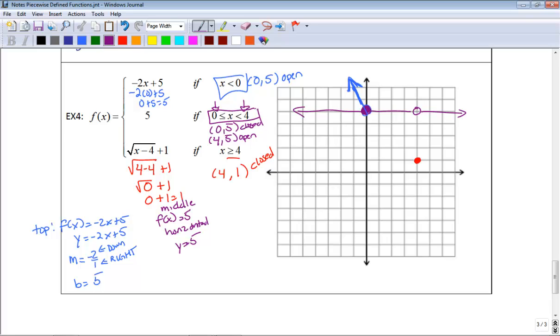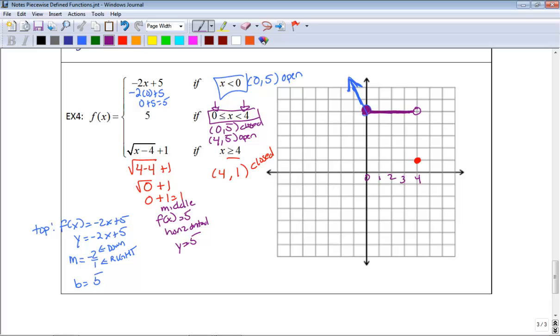It only exists between the x values of 0 and 4. So here's 0 on my x-axis, 1, 2, 3, 4. So I only exist in between those two numbers. I don't exist to the left of 0. That's the blue line. So I need to erase the purple there because it doesn't exist there. And I don't exist to the right of 4 because that's going to end up being my red line. So the only place that I exist for the middle function is between 0 and 4. So I can only draw that horizontal line there between 0 and 4.